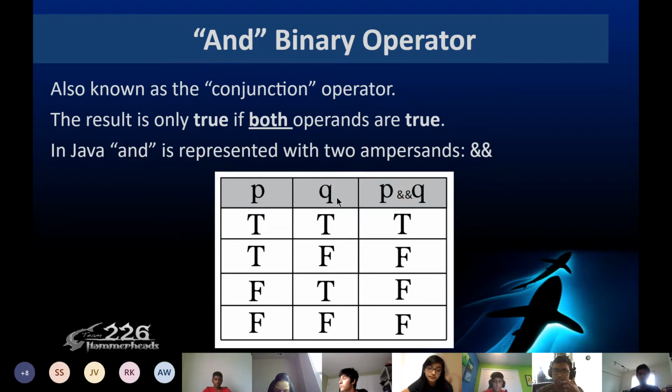This is called a truth table. We have two conditions, P and Q. Both conditions have to be true for your result to be true. If P and Q are both true, then your result will also be true. If P is true and Q is false, because one of them is false, the entire result will be false. Again, if P is false and Q is true, it will be false. And if both of them are false, it returns false.